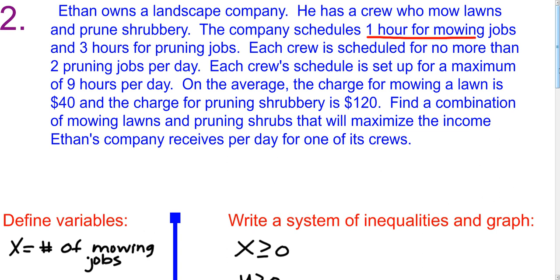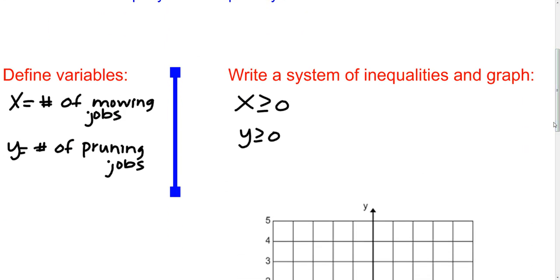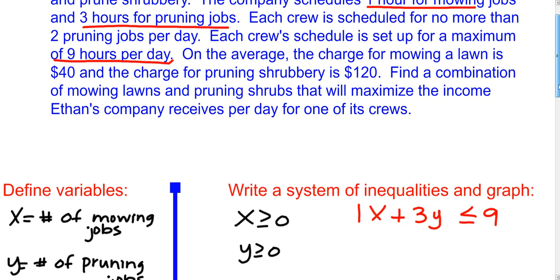1 hour for every job I do mowing, 3 hours for every job I do where I prune, and they can only work a maximum of 9 hours per day. Okay, so what that will look like is this: 1 hour for every mowing job, and 3 hours for every pruning job. And when I add my mowing jobs and my pruning jobs, it can't be any more than 9 hours. Okay?